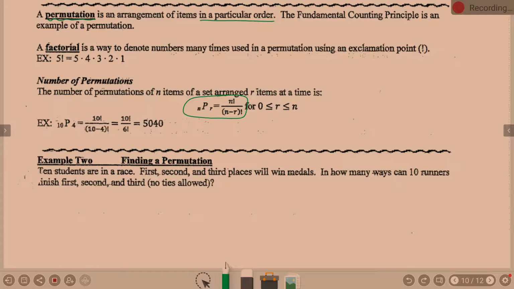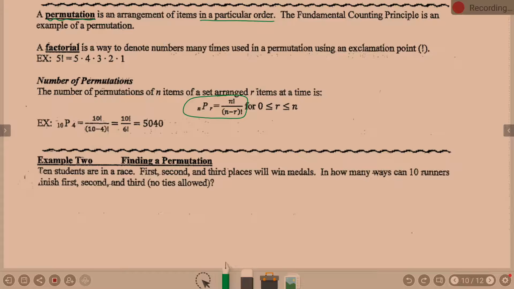Okay. Example 2 will take us into an example like this. So let's look at this. 10 students are in a race. First, second, and third places will win medals. In how many ways can 10 runners finish first, second, and third, assuming no ties are allowed?